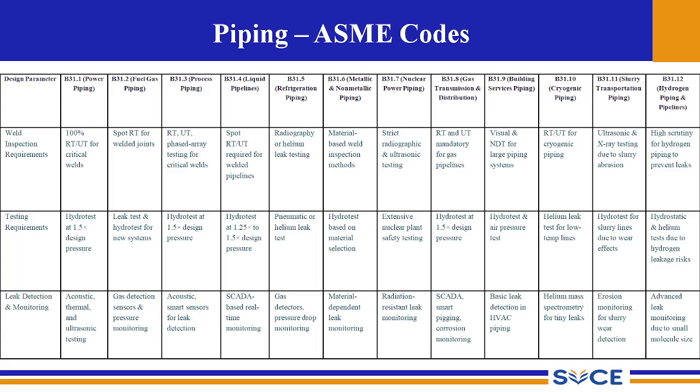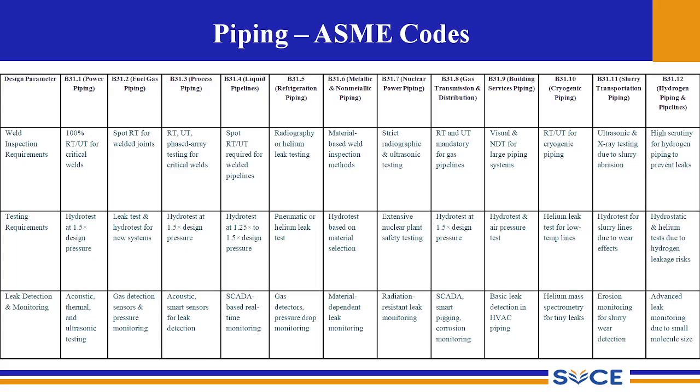Then building services pipeline, we have to go for visual inspections and the non-destructive testing for large piping systems. The testing requirements are your hydro testing and the air pressure test. Leak detection and monitoring, the basic leak detection in HVAC pipeline systems. The testing is done for basic leak detection.